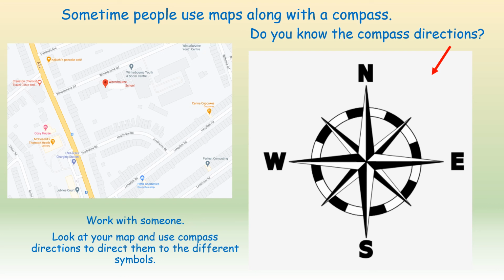I would like you to work with someone and use the compass directions of north, east, south, and west to direct your person to the different symbols that are on your map. So for example, if you have a school on your map and a restaurant on your map, use the compass directions to direct somebody in your home from the school to the restaurant. Off you go.